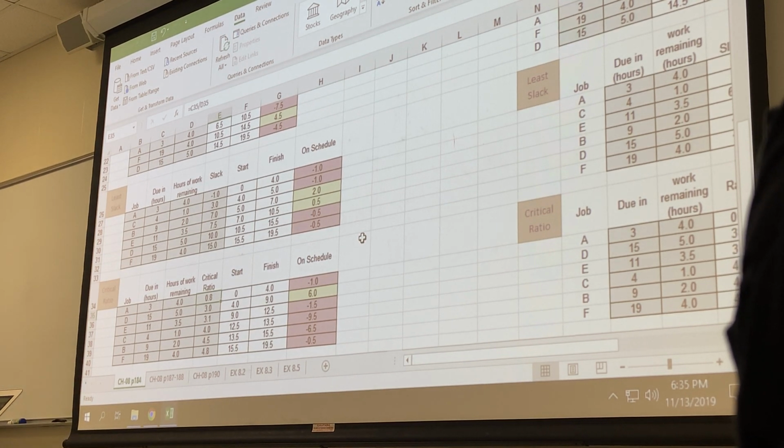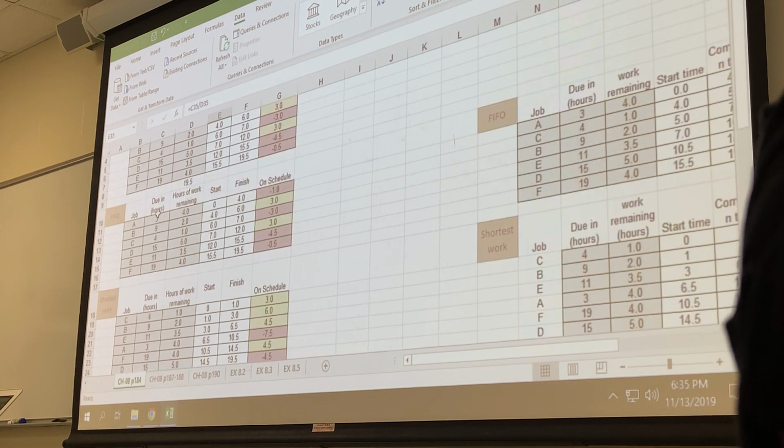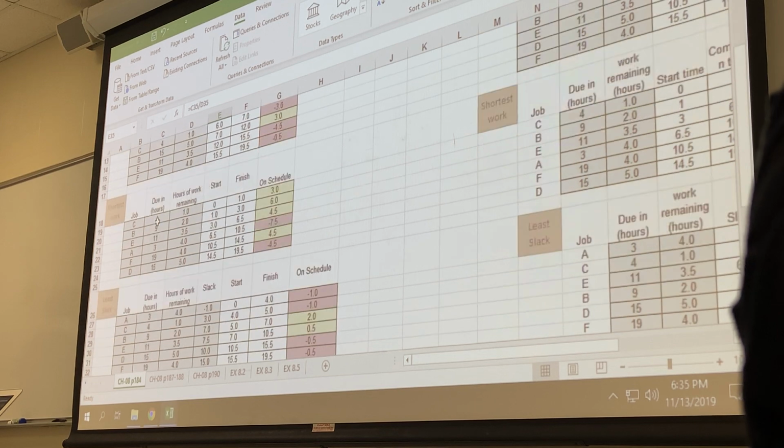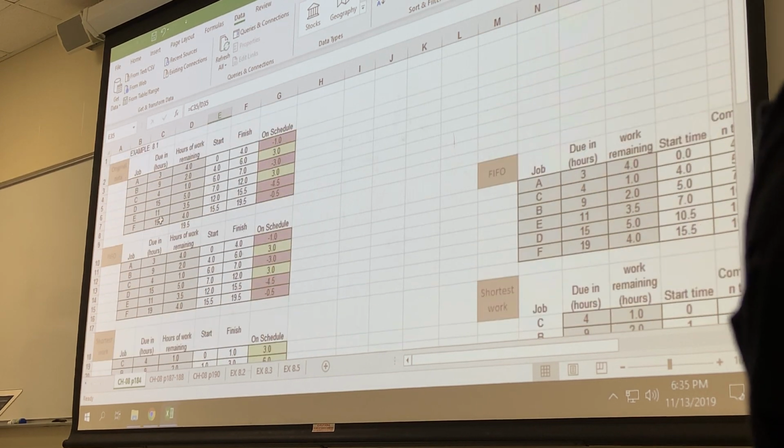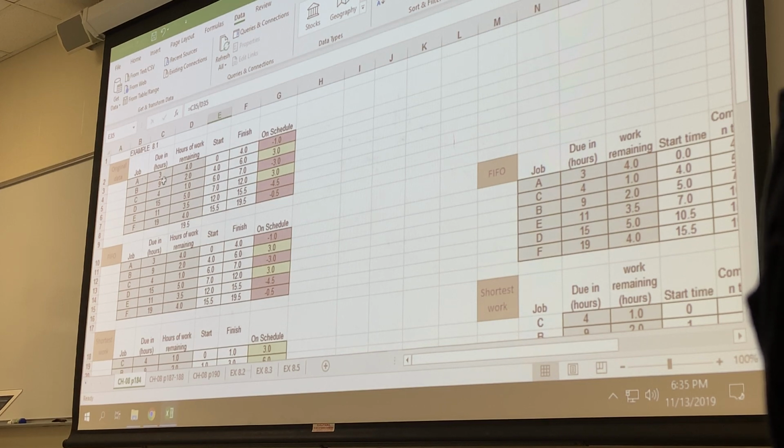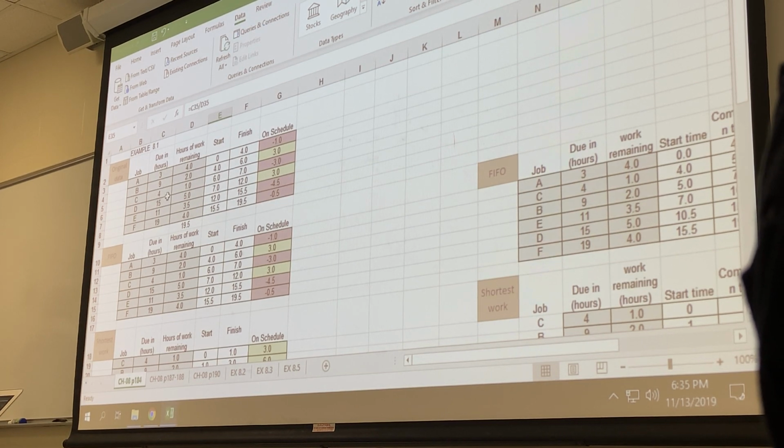And first in, first out. No, really due date, not first in, first out. Due date, that's right. So if I did by due date, let's do, yeah, there it is, that was in order by due date. Almost, D and E weren't.